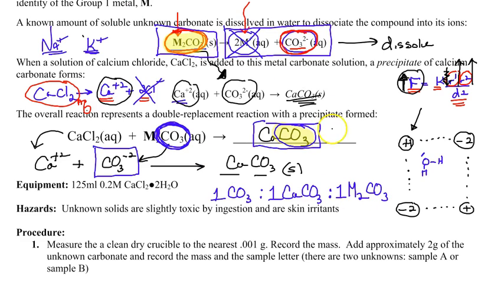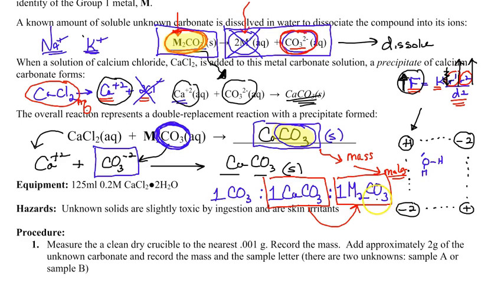So what can we do? Once we precipitate out the calcium carbonate, we can mass it, and then we can convert it to what? Moles, which is our how many number. And if we know how much calcium carbonate, we know exactly how many metal carbonates we have. By massing out the precipitate and getting the moles of the precipitate, we can get the moles of the original compound.